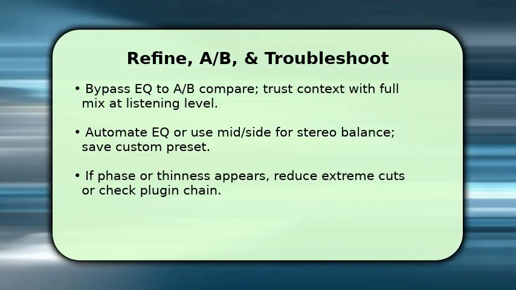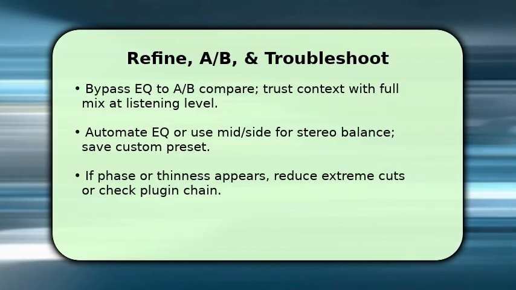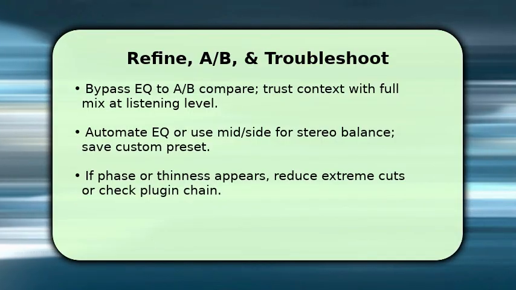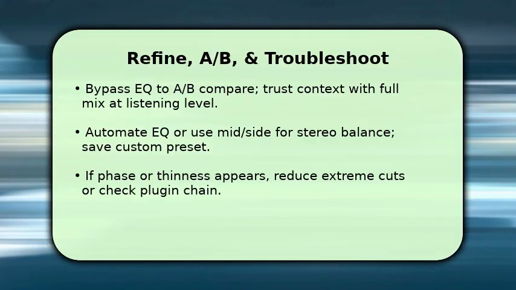Once satisfied, automate small EQ moves for transitions or use mid/side processing to widen or tighten specific elements, then save your custom preset for reuse. If things sound thin or phasey, make sure you didn't overcut low mids and check the plugin order. Reducing extreme cuts or inserting EQ earlier often helps.